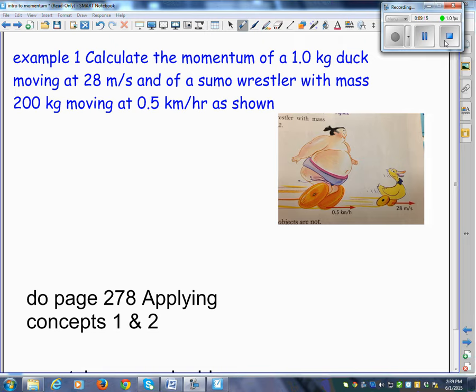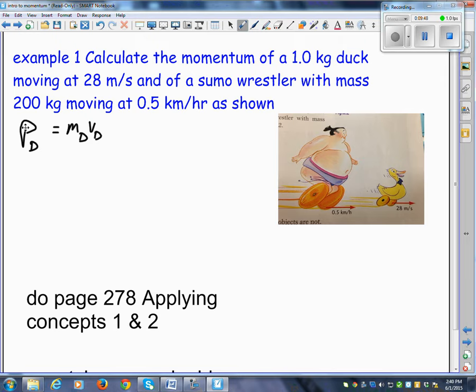Here's where I'm going to introduce you to the idea of subscripts right away. P_D, momentum of the duck, is going to be mass of duck times velocity of duck. Now, I don't need to do that, right? But I'm introducing you to this idea of subscripts because when we get multiple things, you've got to keep them separated, and the way to do that is with subscripts. So I'm going to start with that right here.